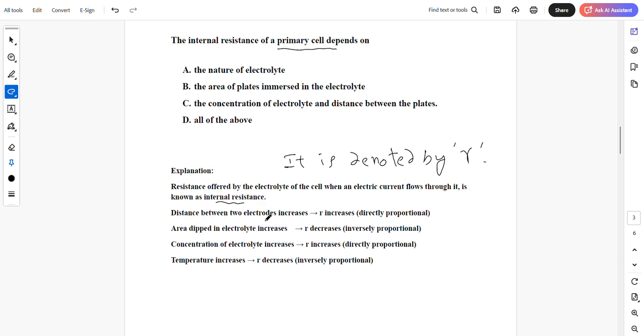It depends on the distance between two plates. As the distance between the two electrodes increases, r increases, directly proportional.